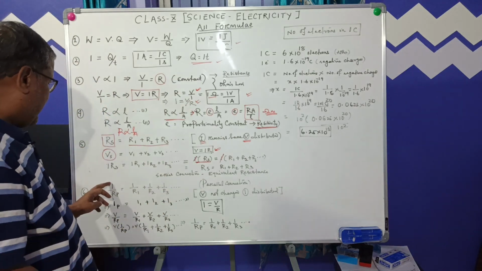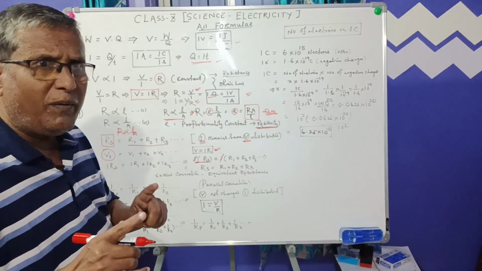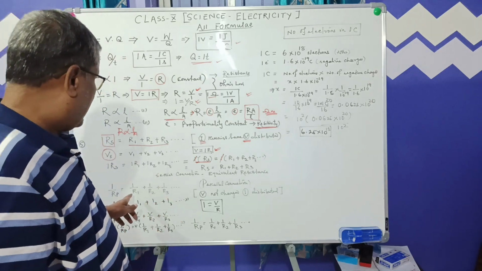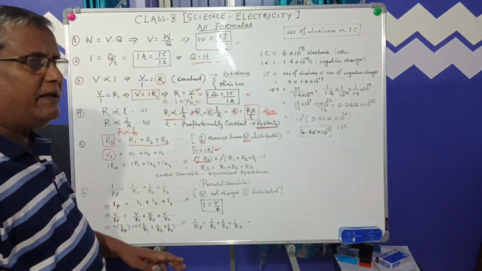The formula is 1 by Rp. Rp means resistors in parallel. That is the equivalent resistance or total resistance of the 3 resistors here. We have taken 3 resistors connected in parallel.